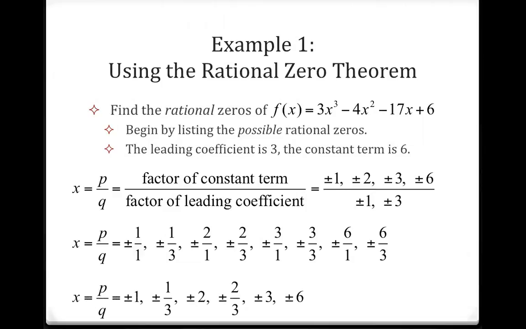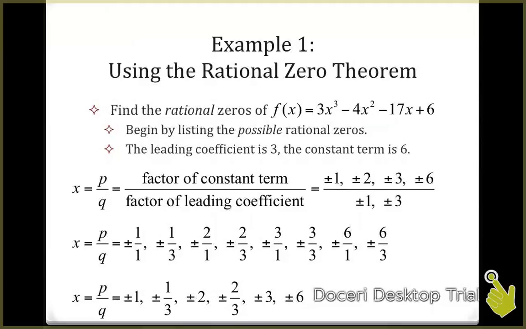So 1 over 1 is 1. 1 over 3 is going to stay 1/3. 2 over 1 is 2. 2 over 3 is going to be 2/3. And then notice I get 3 over 1 is 3, but then I get 3 over 3. That simplifies to a 1, but I already have 1 in the list, so I don't need to list it again. Then I have 6 over 1, which gives me 6, and then finally 6 over 3, which simplifies to 2, and again 2 is already on the list, so I do not need to list it again.